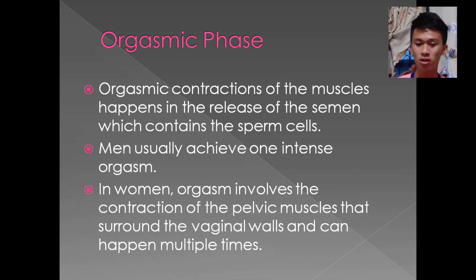In women, orgasm involves the contraction of the pelvic muscles that surround the vaginal walls, and it can happen multiple times. When the man is aroused, the woman is also more aroused. It is directly proportional: the hotter the man, the hotter the woman. But it differs at the end. The man needs to rest so his drive can return, while the woman, as they say, can have multiple orgasms.